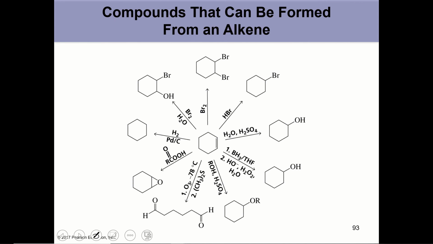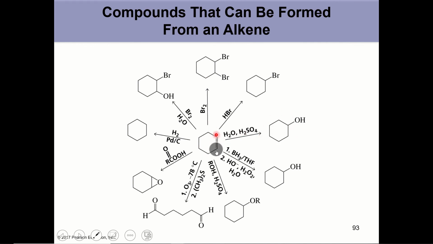Then we have the summary of compounds that can be formed from an alkene. Notice that all of the reactions we went over in this chapter are here. If we start with this alkene, and we treat with H2 Pd/C, we get the alkane. If we treat the alkene with Br2, we get a dihalide. If we treat with HBr, we get 1 bromine added. If we do acid catalyzed hydration, we add an alcohol.